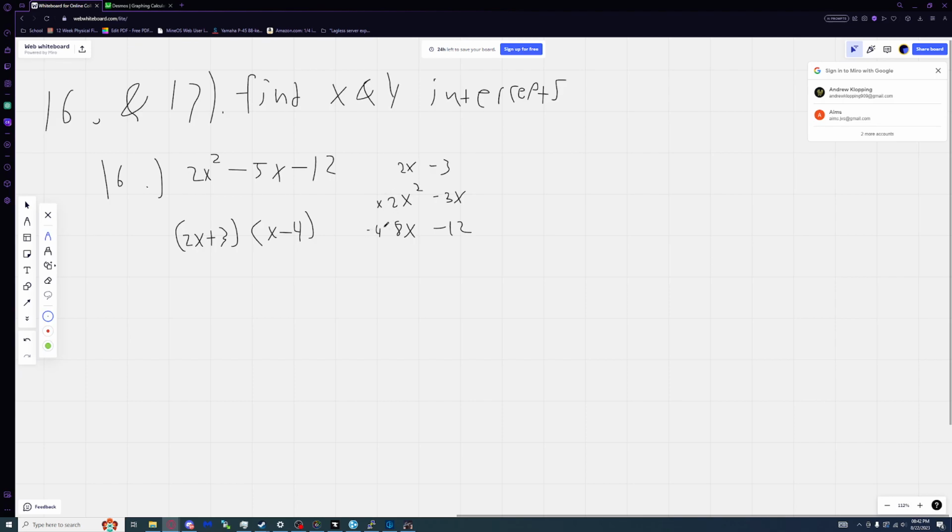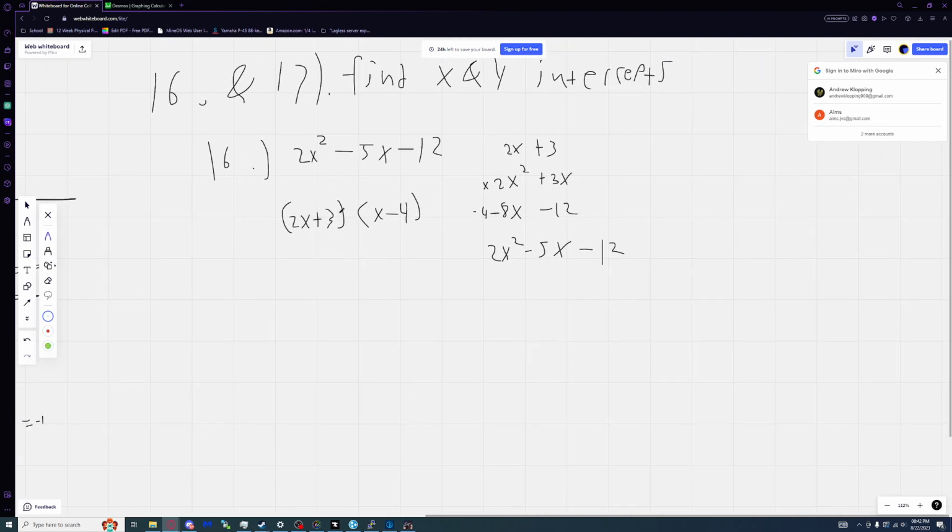So that will now give us minus 4 plus here, so that's plus 3x and minus 8x, which gives us 2x squared. Adding these together gives us minus 5x minus 12. So there we go. We know that our 2 points are at negative 3 and negative 4. Those are the zeros. Well, I suppose one of our zeros is actually 1.5, so 3/2.